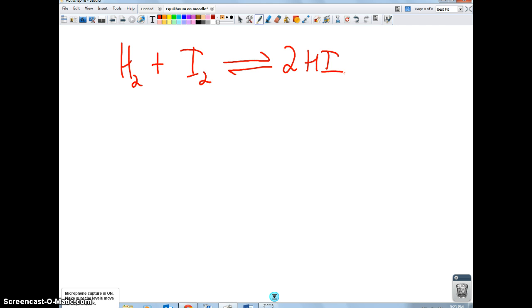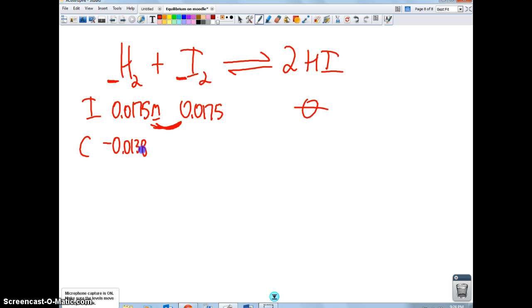If we were to look at this and say when we start the reaction, I have an initial concentration, so we're going to call that I, the initial concentration of 0.0175 molar of both of these things. When I first start, I won't have any of my product. And what we're going to see is as time happens, this reaction begins to change. These reactants are going to react with each other, and they're going to go down. Because of the stoichiometry, them both being a one-to-one relationship, the amount that goes down has to be the same. So this is going to lose 0.0138 molar, as this loses 0.0138 molar.